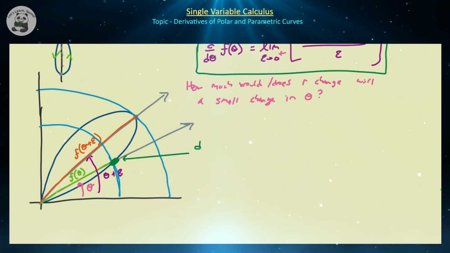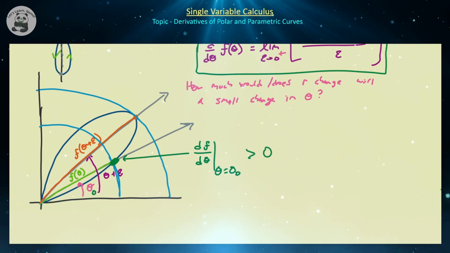So if I consider the particular point right here, because obviously this graph is exaggerating that change in theta, the derivative of our function f of theta at this particular point, let's call it theta naught, so that theta is equal to theta naught, is positive, right? Because if you slightly increase our value of theta, that's going to put us at this point here, which is slightly farther in terms of distance from the origin, right?